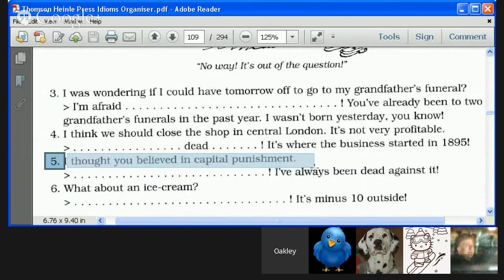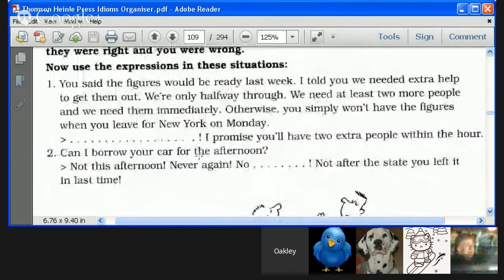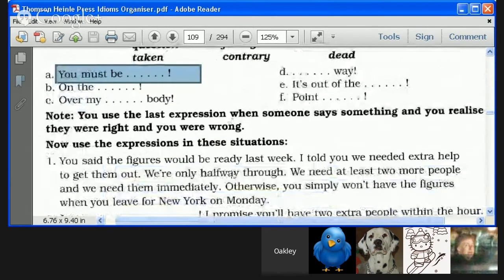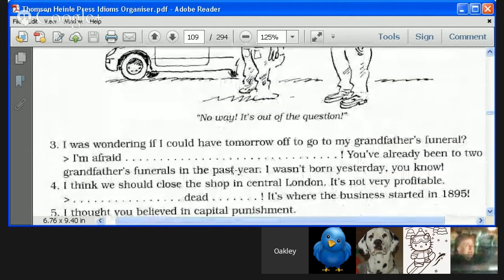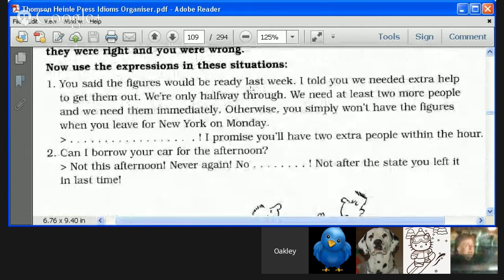I thought you believed in capital punishment. I've always been dead against it. That's funny. Okay, that's ironic. You're kidding. Quite possibly, you're kidding or you must be joking. Again, there are numerous phrases. You've got to be kidding. You must be joking. You're joshing, right? You're just pulling my leg, right? You know this. You know I'm dead against it.